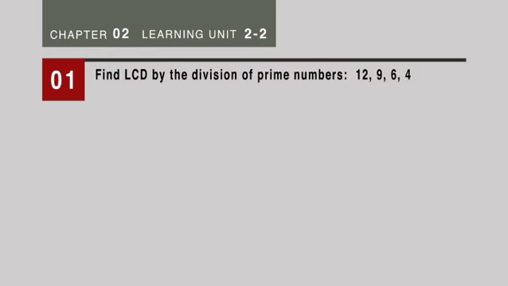Let's look at number 1. So we're going to find the LCD by the division of prime numbers. So we've got 12, 9, 6, and 4. Remember, we're going to be finding the smallest number that divides into all of them before we move on to a larger number. Number 2 is going to be our first prime number, and we've got to figure out how many times 2 goes into 12, whether it goes into 9, whether it goes into 6, and also 4.